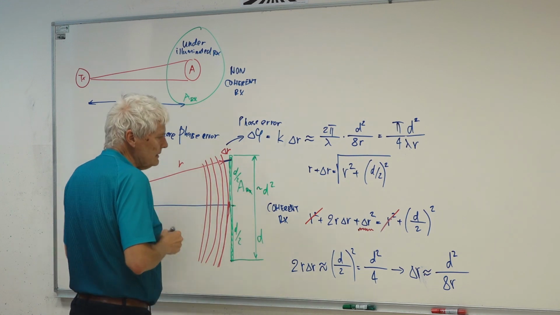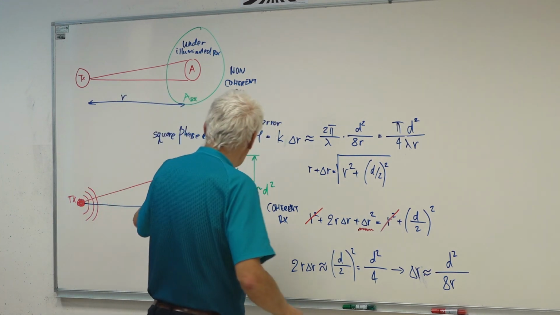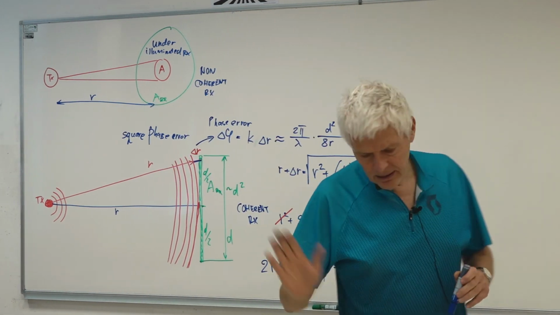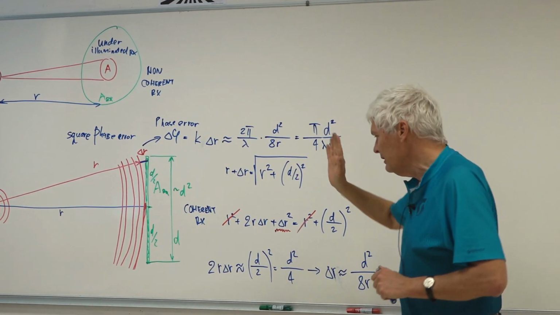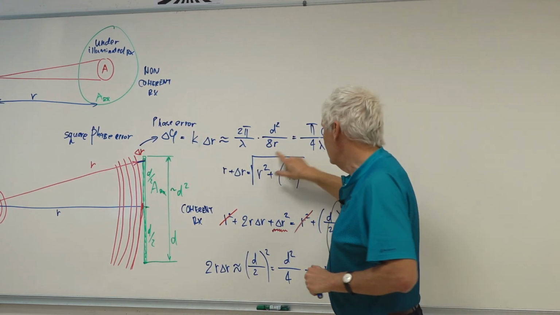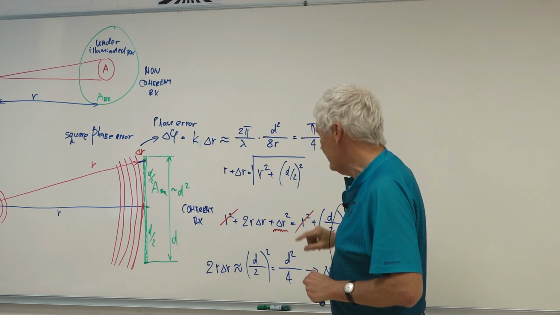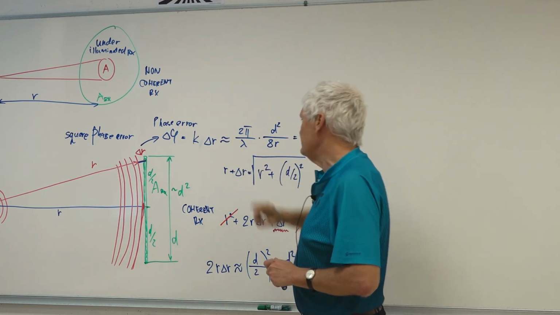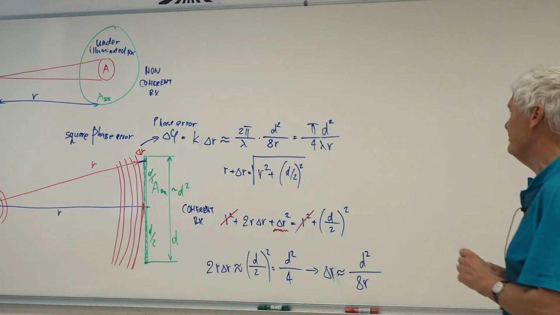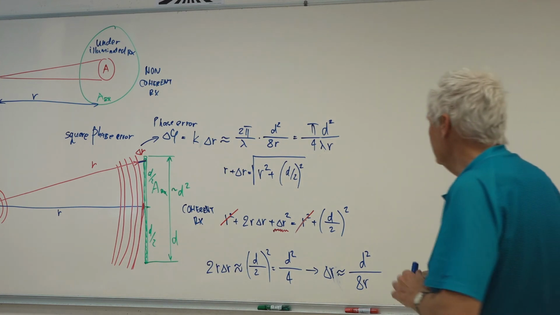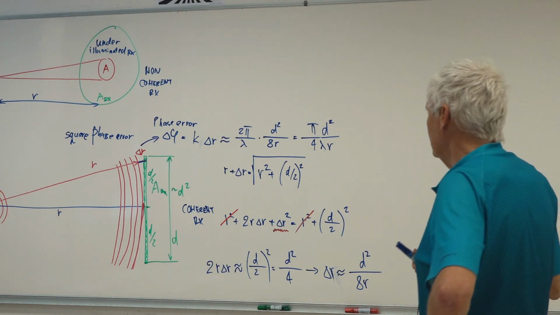A square phase error always indicates a spherical wavefront. A linear phase error means that the wave is actually traveling in another direction. So if the error was proportional to the linear, d squared is square phase error. That's the reason why we call it square phase error. Now we have to see what contribution we get out of this square error.